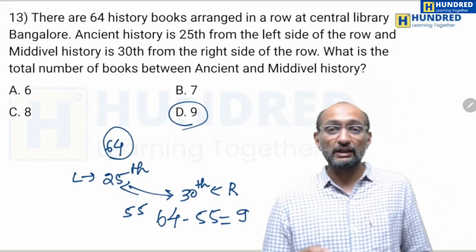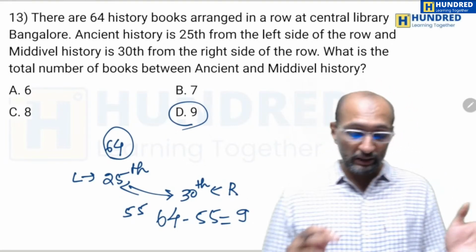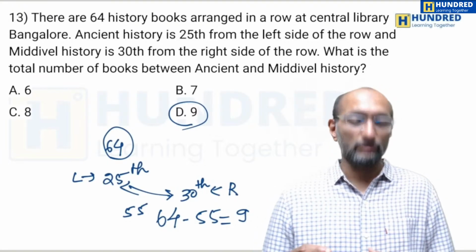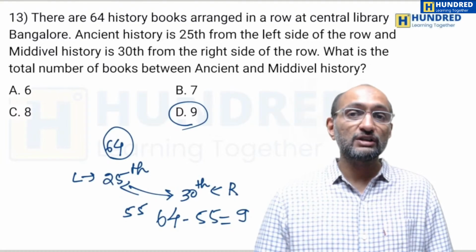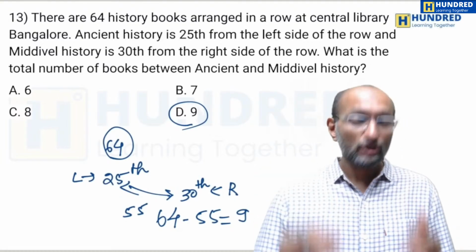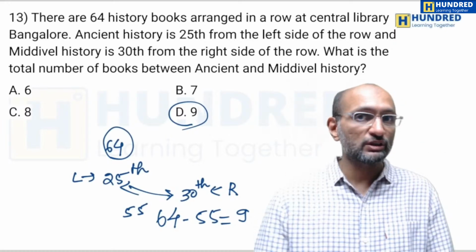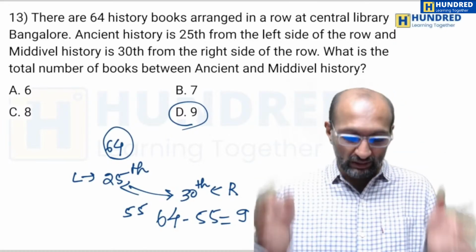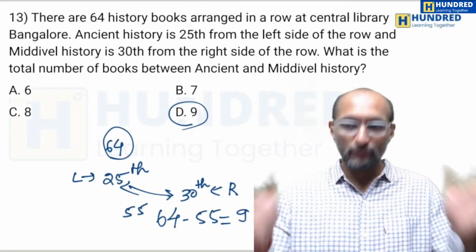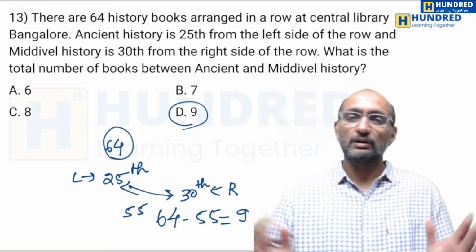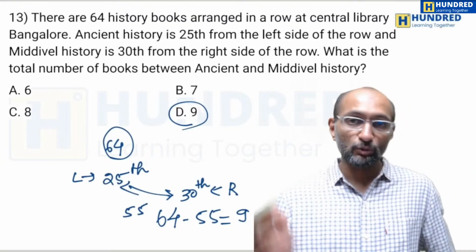Please understand the pattern of these questions. Earlier, we saw that the positions were greater than the number of students. Here, the positions are less than the number of students. So what are we getting? There, we were subtracting even the positions because they were overlapping. Here, we are not subtracting the positions because there are books between the two. Understood? Excellent. Let's move on.